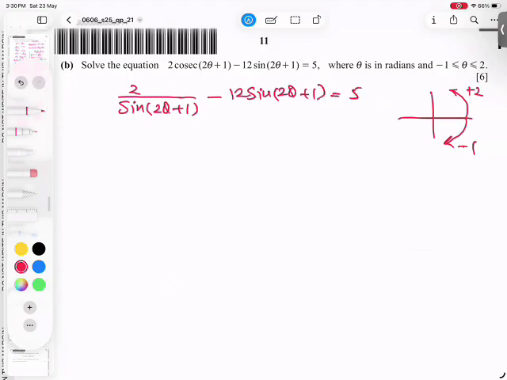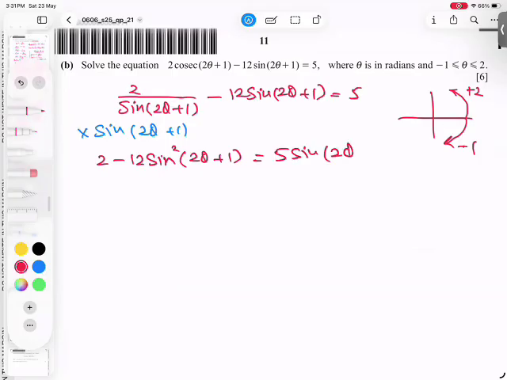How can we proceed from here? Multiply throughout with the sine 2 theta plus 1. So when I multiply, this cancels with this, we get a 2 only. And when multiplying with this, we get a sine square: 12 sine square 2 theta plus 1, and 5 sine 2 theta plus 1. I think this part is very clear. Now student, rearrange. It goes there. So 12 sine square double theta plus 1, plus 5 sine double theta plus 1, and -2 is equal to 0.